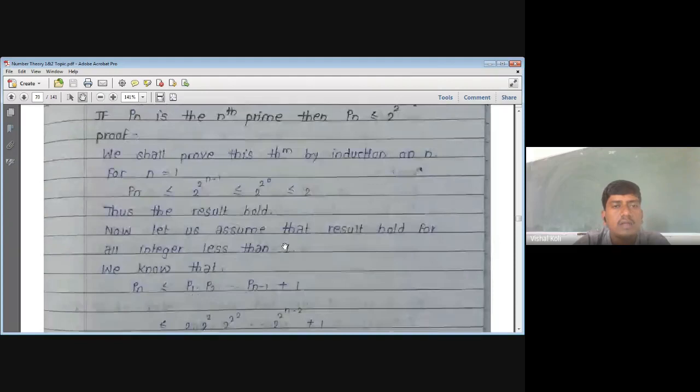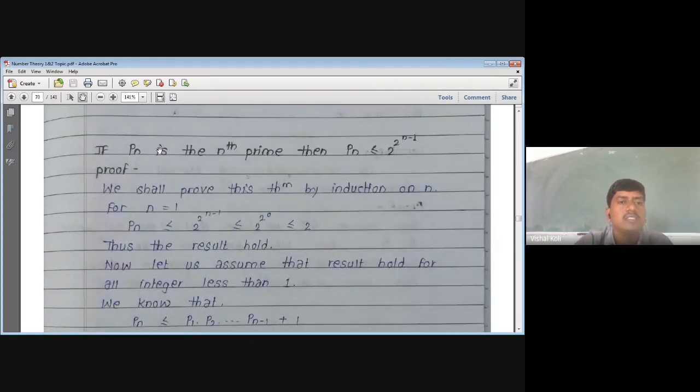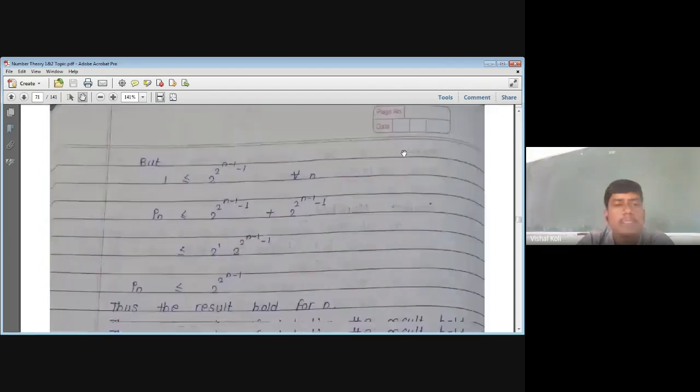In this theorem, we have proved that if Pn is the nth prime, then Pn is less than or equal to 2 to the power 2 raised to n minus 1, where Pn is the nth prime. Therefore, as Pn is less than or equal to this 2 to the power 2 raised to n minus 1, all its previous n minus 1 primes are also less than or equal to 2 to the power 2 raised to n minus 1. Okay.